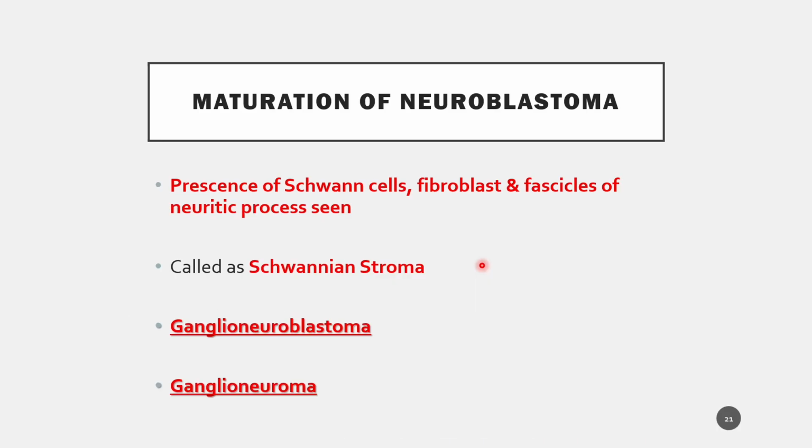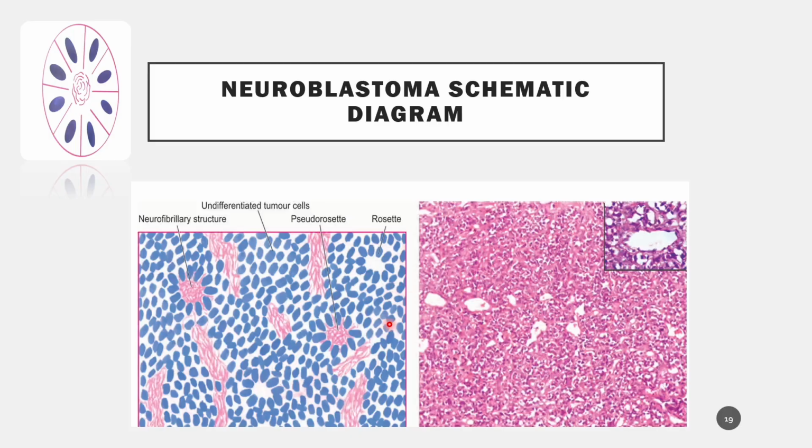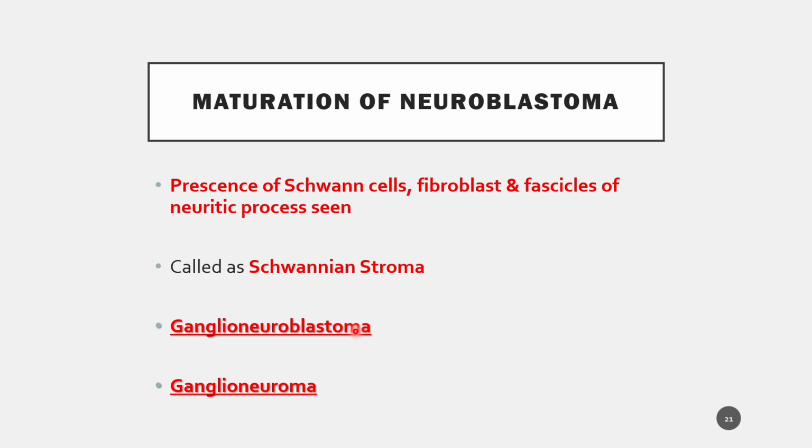All right. Now, once the neuroblastoma tumor matures, if the maturation occurs, then the prognosis is good. So for example, see, this is the primitive tumor. Here there is no differentiation, no maturation. But if the tumor is mature, it means mature tissue is formed. For example, if there is presence of Schwann cell, fibroblast, or ganglions, then it is a mature tumor. That is called a Schwannian stroma. And prognosis is good if the elements are matured.